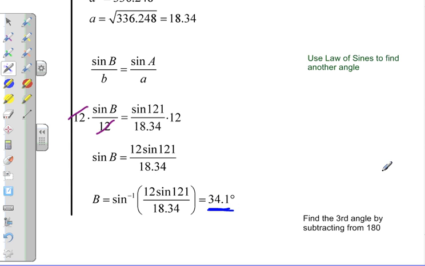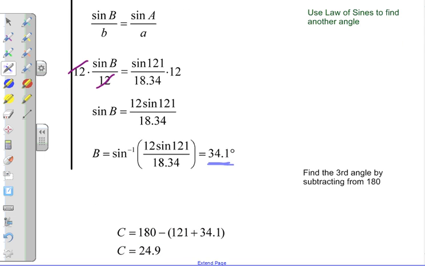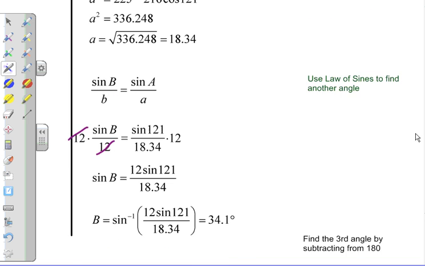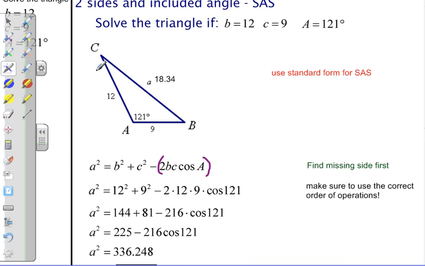So now I have two angles. I can find the third angle by subtracting the sum of the other two from 180. So angle C would be 180 minus 121, or excuse me, 121 plus 34.1, and that gives me about 24.9 degrees. Let's check that back in my diagram. Oh yeah, that makes sense. If this was 24.9 degrees, that feels right. It's the smallest angle. It's across from the smallest side.